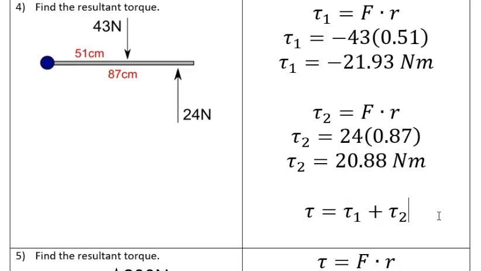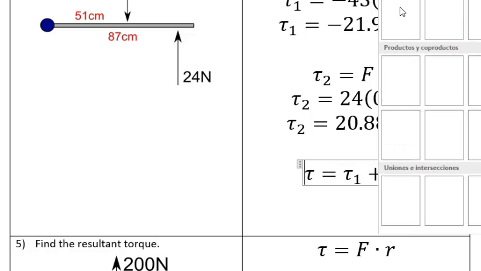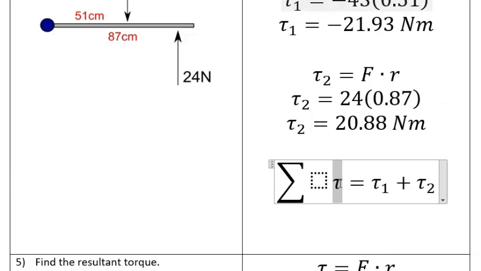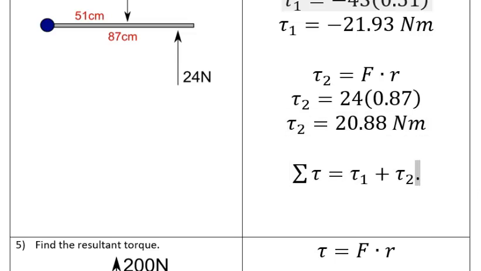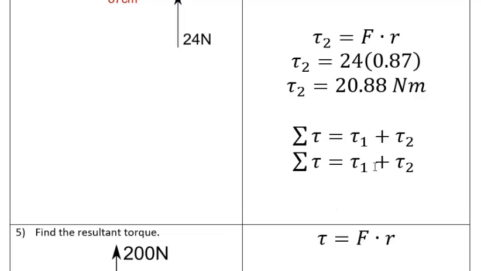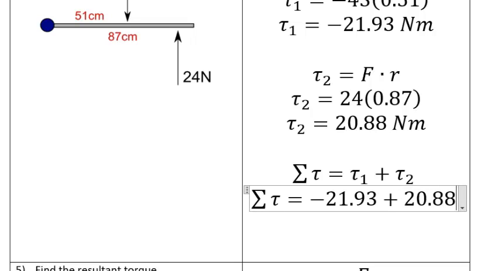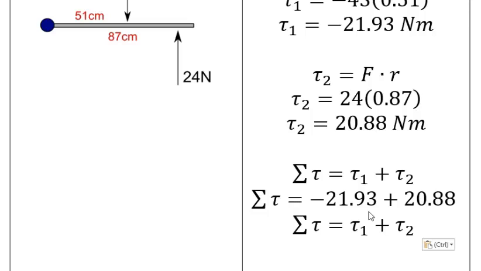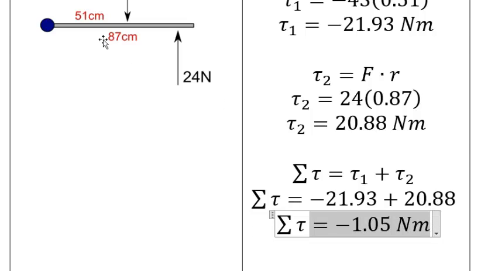The formula for the resultant torque is you need to add all of the torques. I need to put this symbol because that's the symbol for sum. So the sum of the torques will be that thing. So torque 1 plus torque 2. The torque 1 is negative 21.93, and I need to add that with 20.88. If I add those two things, the answer will be negative 1.05 newtons times meter. That will be the resultant torque. That will be the answer for this exercise.